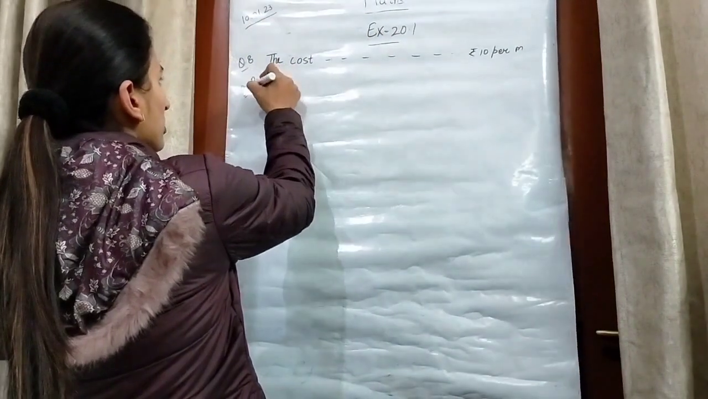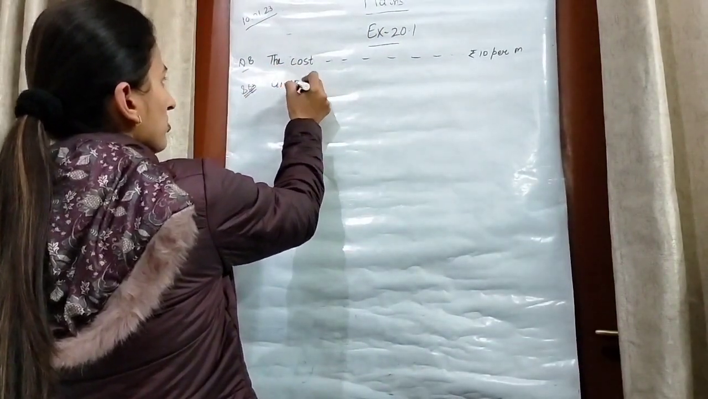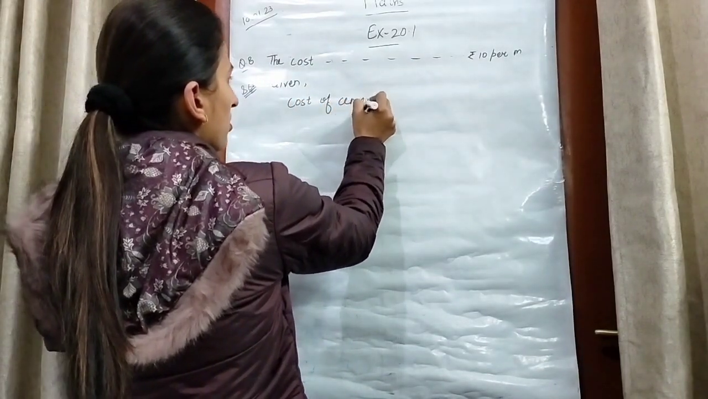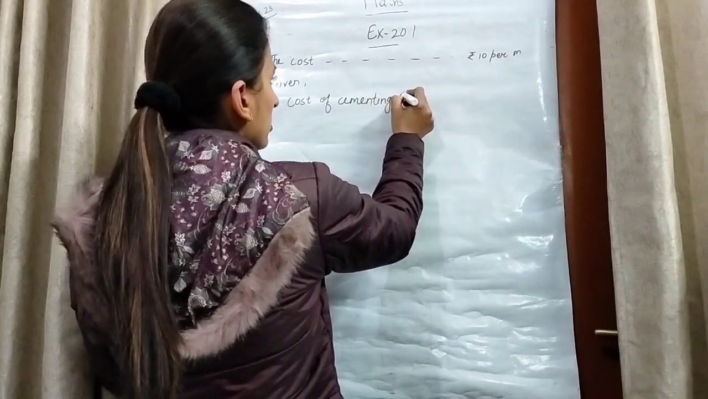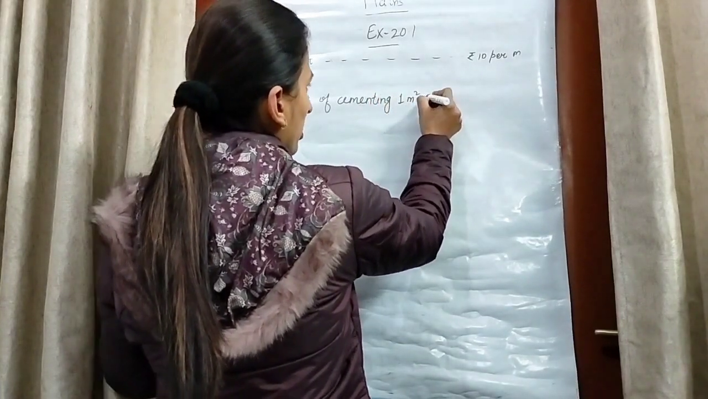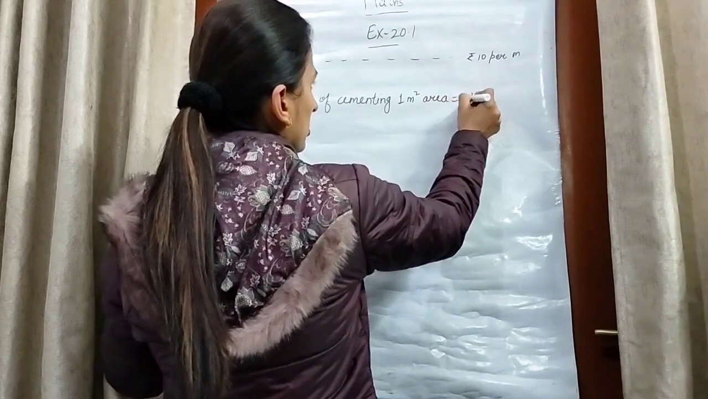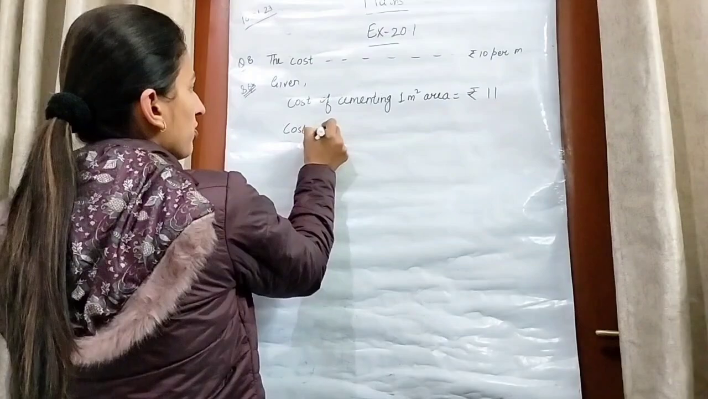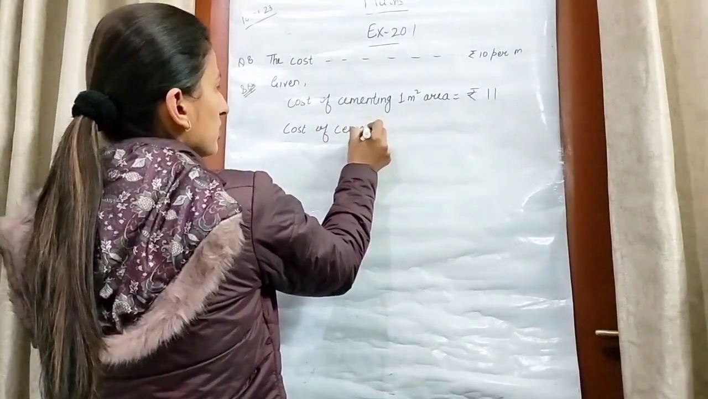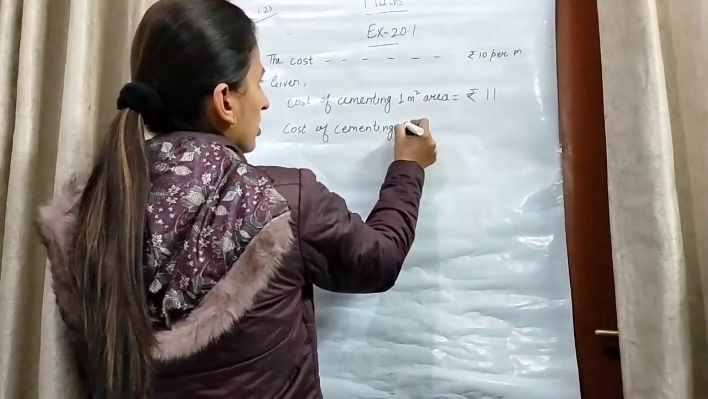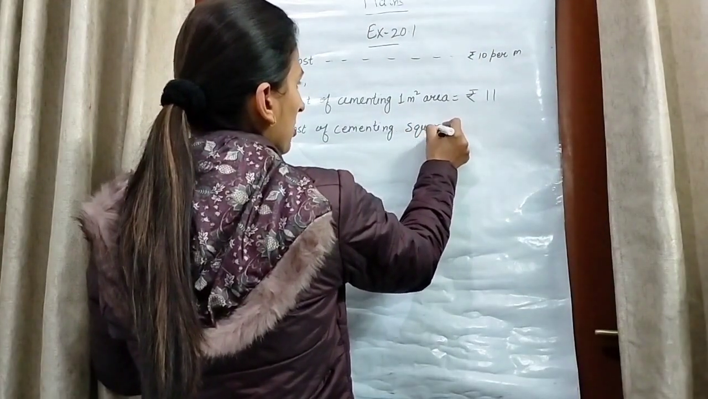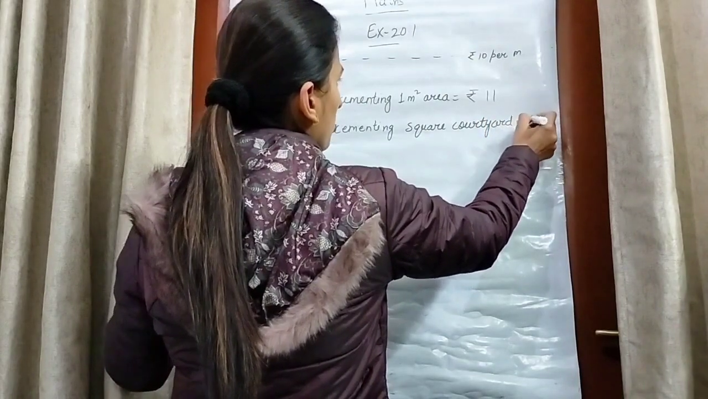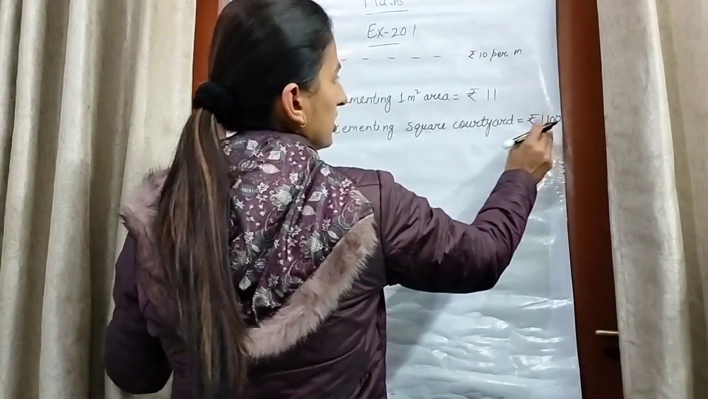See. First of all, I will write given. Given: cost of cementing 1 meter square area, that is rupees 11. And another thing given is the cost of cementing the square courtyard, meaning the complete square platform, that is rupees 1100. So this is actually the total cost.